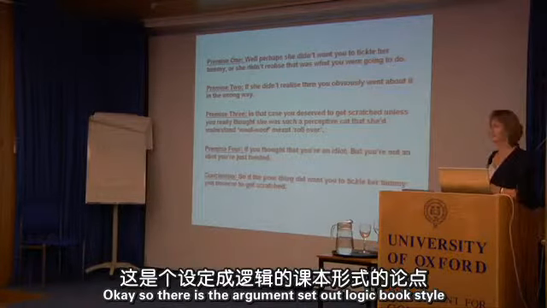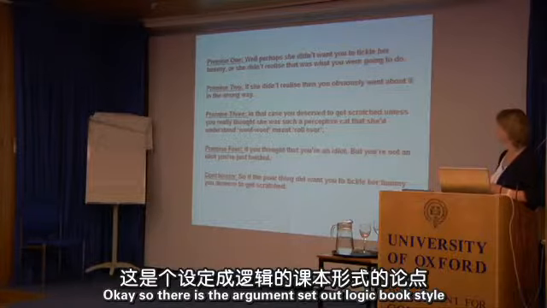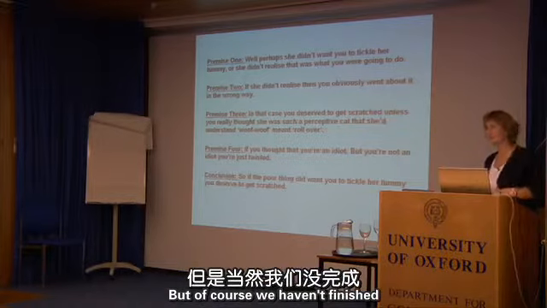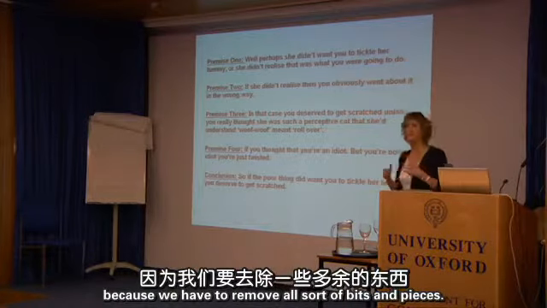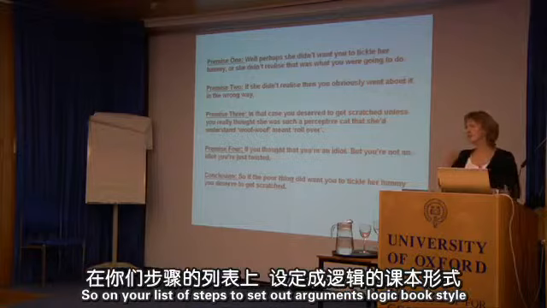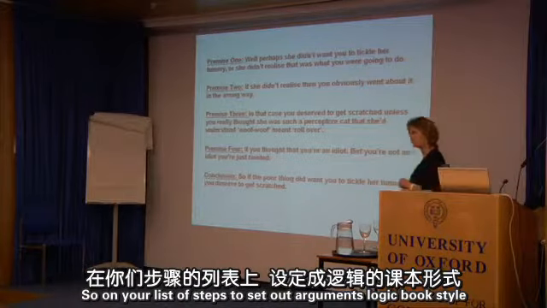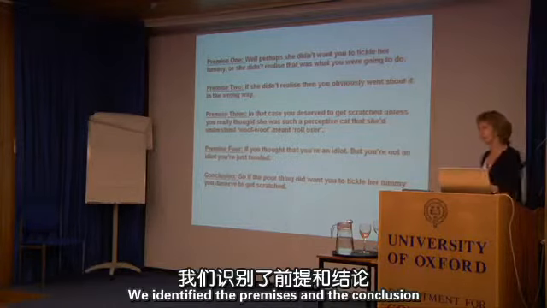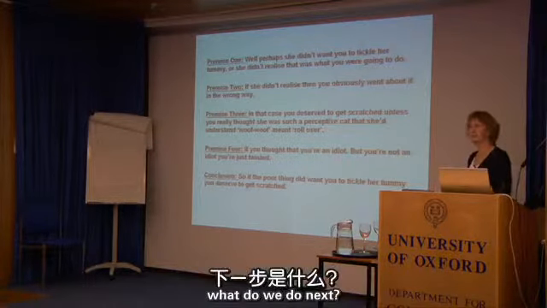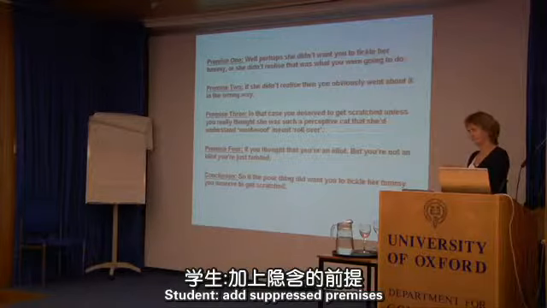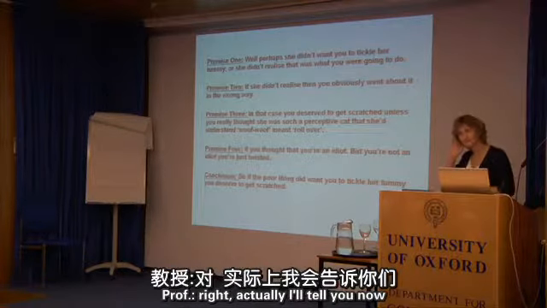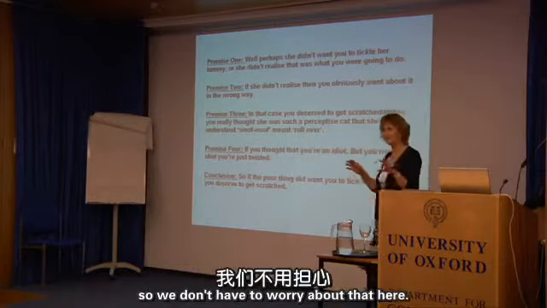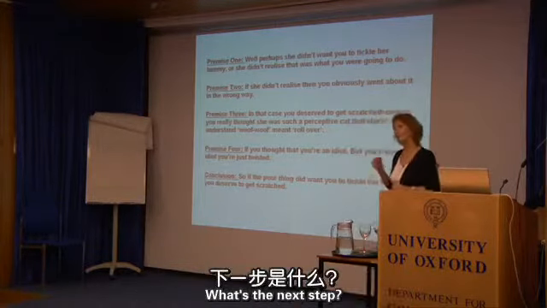So there's the argument set out logic book style as it actually stands at the moment. But of course we haven't finished, because we need to remove all sorts of bits and pieces. So on your list of the steps to set out an argument logic book style, what's the third step? We've identified the premises and the conclusions. What do we do next? Actually, I'll tell you now, there aren't any suppressed premises, so we don't have to worry about that here. What's the next step?